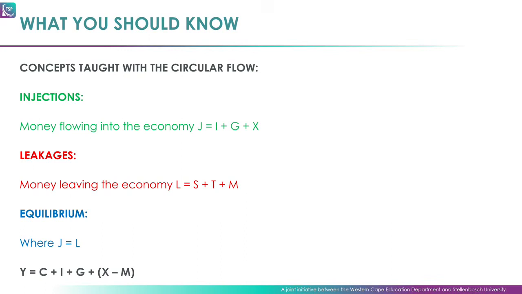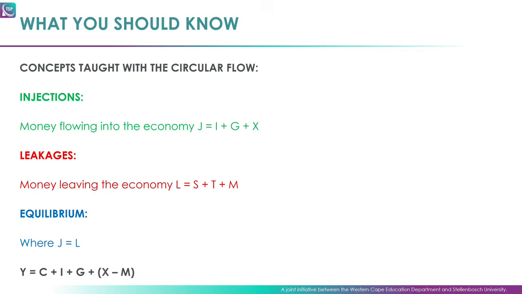So you were taught in grade 10 about injections, where J, which is the letter which represents injections, is equal to I plus G plus X. And the I is obviously investments, like I said earlier on, business expenditure, government expenditure, and exports. Whereas our leakages, this is money leaving the economy, and L is equal to S for savings, plus T for taxes, plus M for imports. And then equilibrium is obviously where the injections are equal to the leakages.